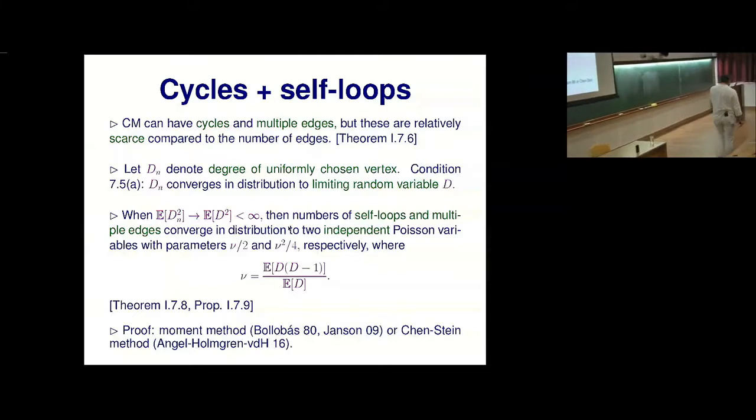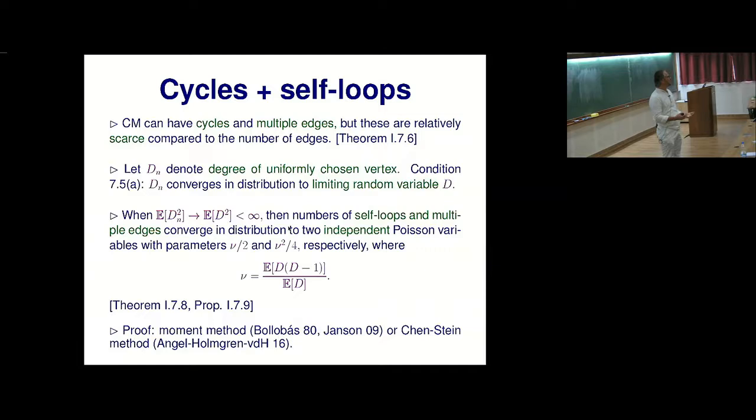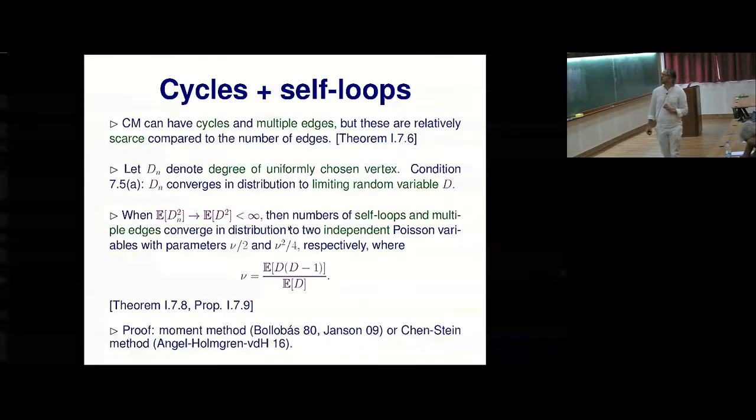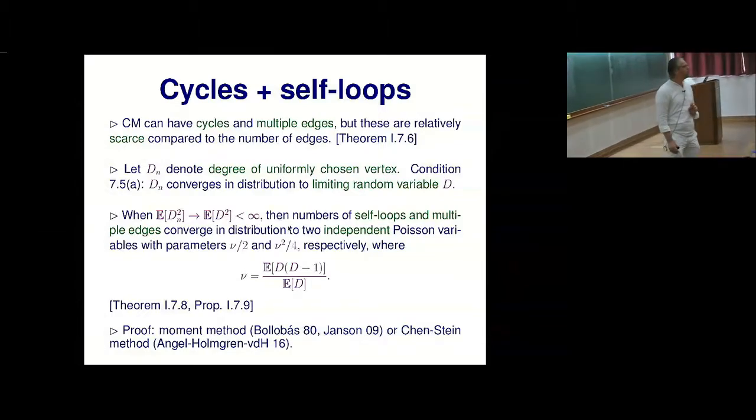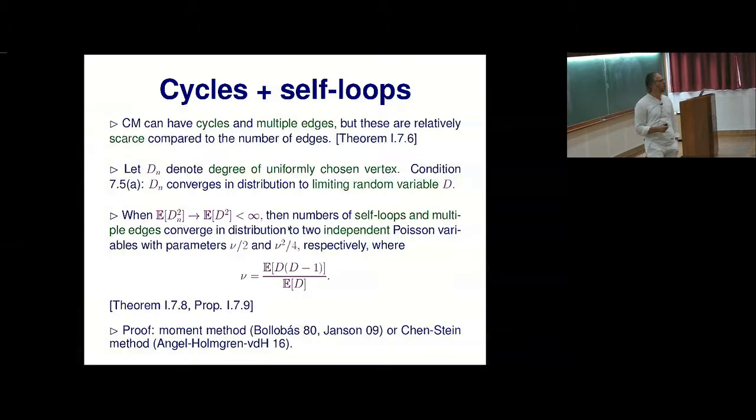So I've been talking a lot about simplicity. And for simplicity, what we need to know is how many self-loops there are and how many multiple edges there are. There's a beautiful result that tells us how to compute the limiting distribution of the number of self-loops and the number of multi-edges. It goes as follows. Assume that my previous degree conditions are valid, and also that the second moment converges as well. We will see why this is needed.